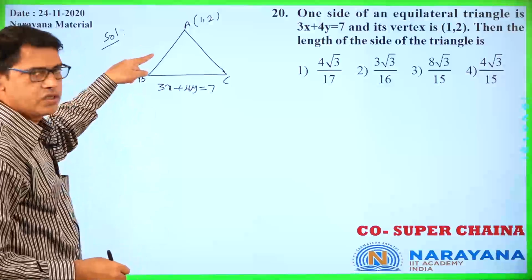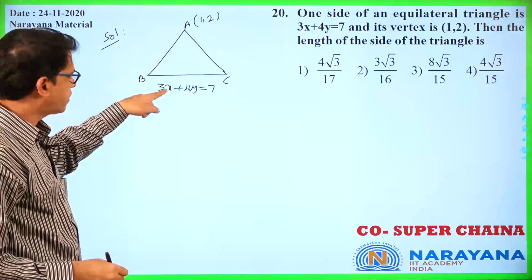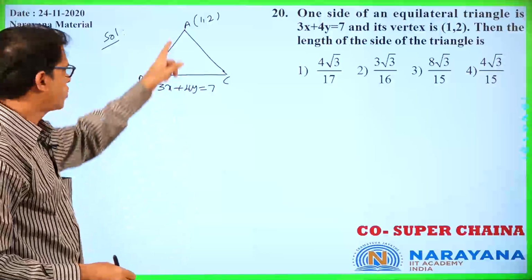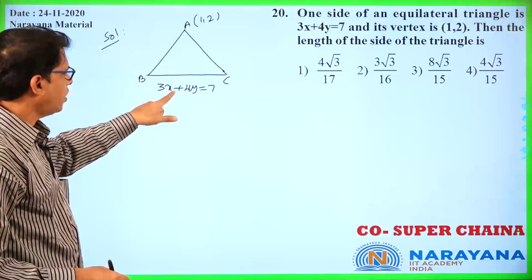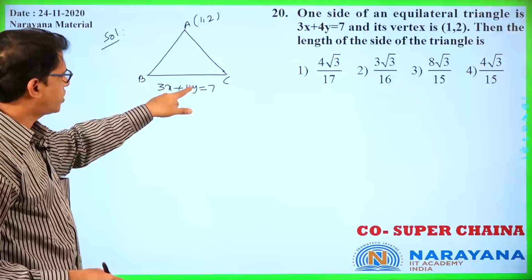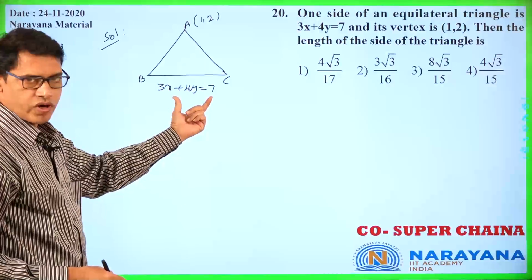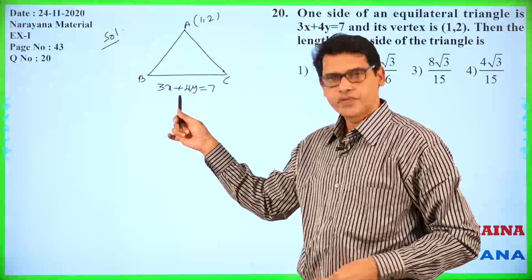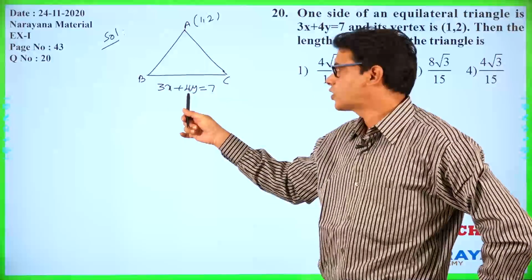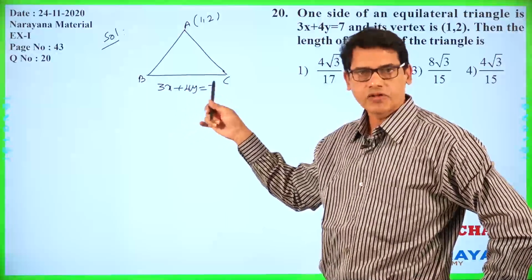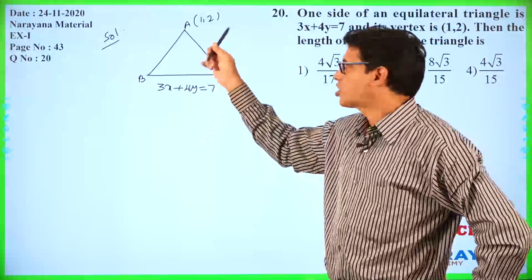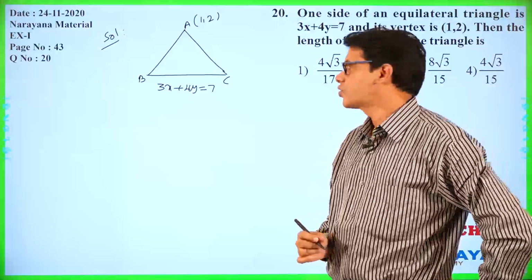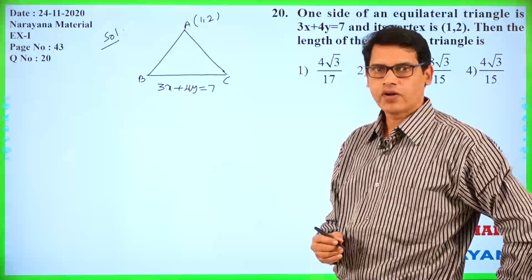Why am I taking BC as 3x plus 4y equals 7? Why not AB or AC? Because if you substitute here, 3 into 1 is 3 plus 4 into 2 is 8. So LHS is not equal to RHS, which means the point does not satisfy this equation, so it does not lie on the line. So definitely A must be 1 comma 2 and BC must be 3x plus 4y equals 7.